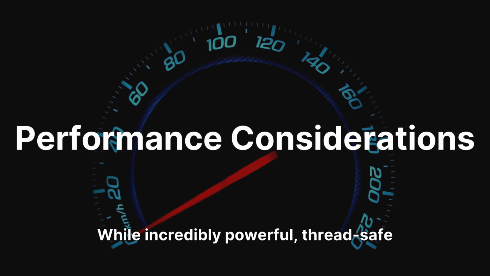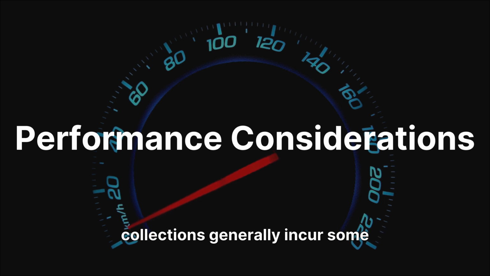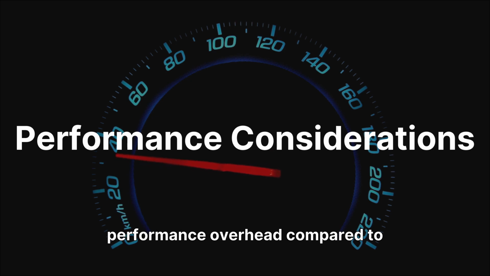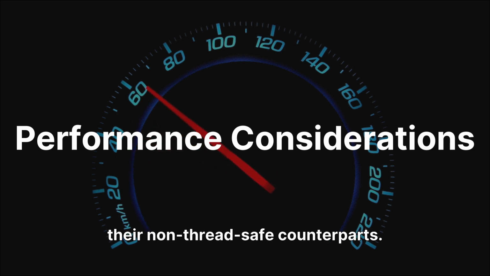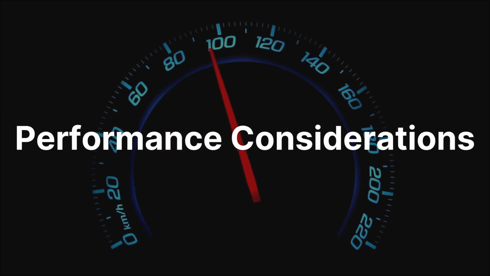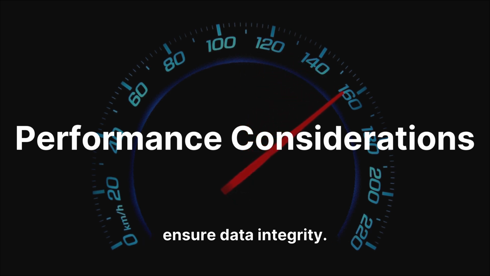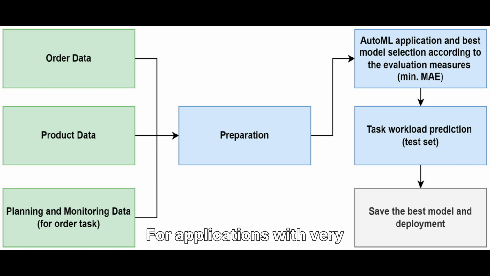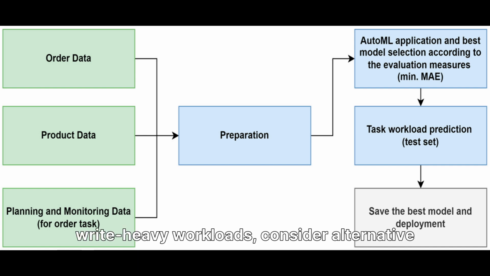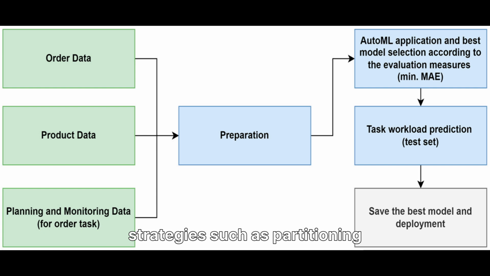While incredibly powerful, thread-safe collections generally incur some performance overhead compared to their non-thread-safe counterparts. This is primarily due to the necessary synchronization mechanisms they employ to ensure data integrity. For applications with very write-heavy workloads, consider alternative strategies such as partitioning the workload. This involves dividing the data or tasks among multiple collections or segments, which can maximize performance and significantly reduce contention.